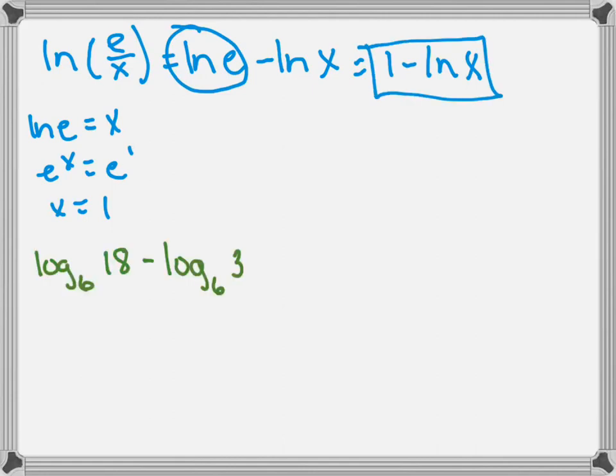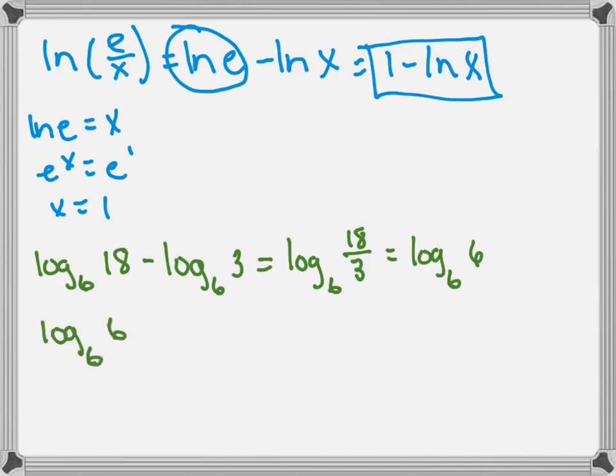Then finally, log base 6 of 18 minus log base 6 of 3. So here we have a difference. We're going to rewrite this as a log of just a single quotient. So I can rewrite this as log base 6 of 18 over 3, or log base 6 of 6. If I try to simplify that, set it equal to x, rewrite this in exponential form, 6 to the x equals 6, 6 to the 1, and then set the exponents equal. So this logarithmic expression simplifies to 1 as well.